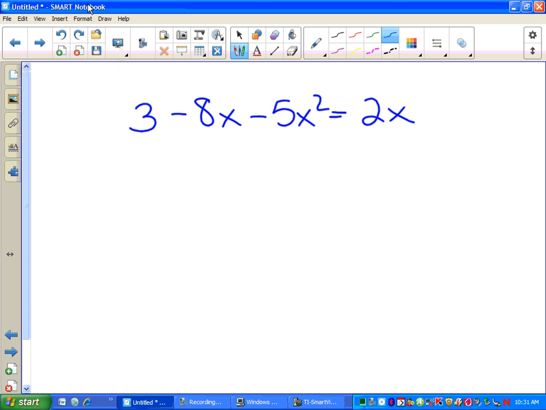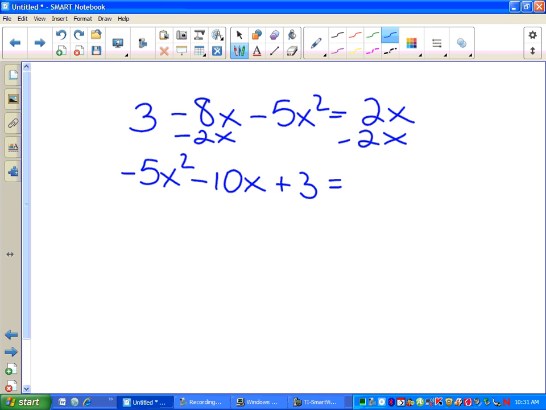Okay, last one. Look at this one. This one's a mess because it's not in the correct standard form. We have to get this in standard form. In standard form, the squared comes first. So let's put our negative 5x squared out here at the front. It needs to equal 0, right? So let's subtract this 2x over. I'm going to put it under the 8x because those are like terms. So we end up with negative 10x, and then we have our plus 3 equals 0.